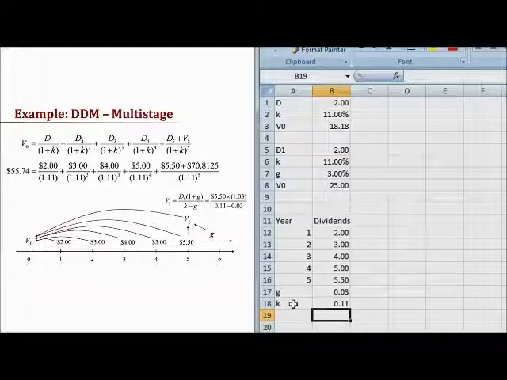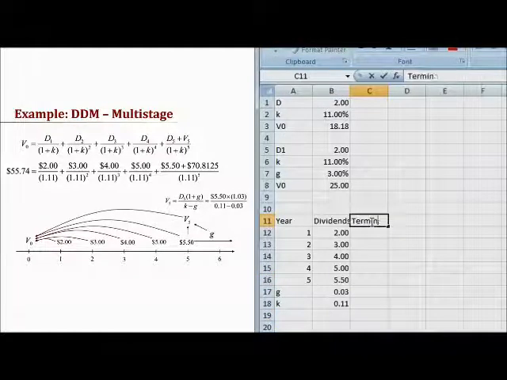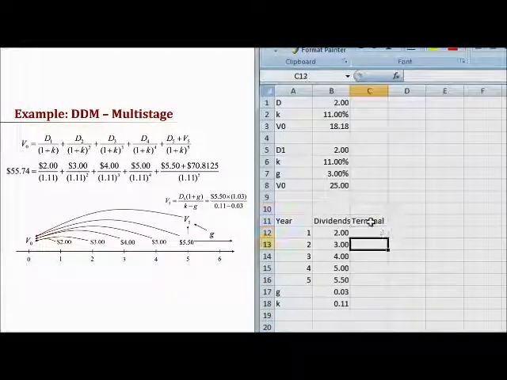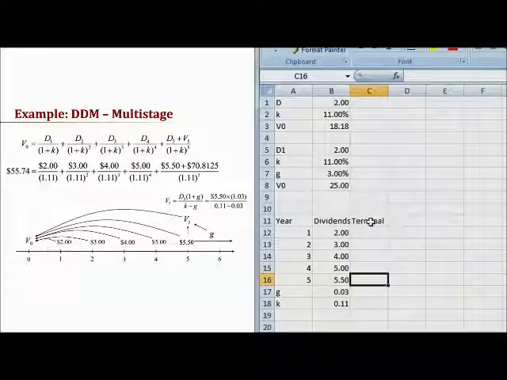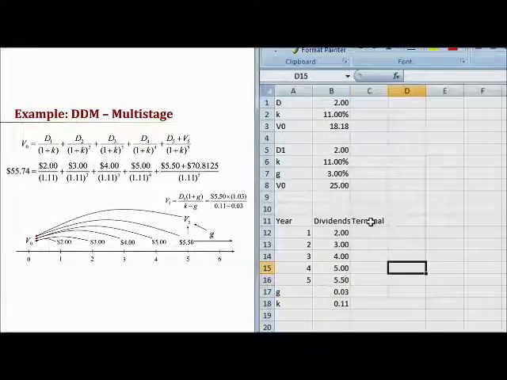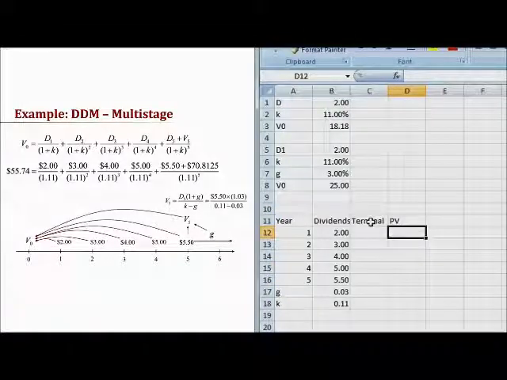Now, what I have not done yet is I have not left room for my terminal value, but I'm going to put that terminal value here next to my dividends. So it's only going to show up in this last row here in year 5. And again, you'll see why I want to do that in just a minute, because in this case, I'm going to put the present value of all these dividends over here in column D.